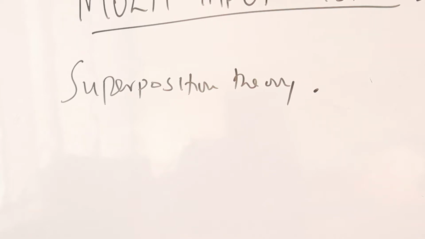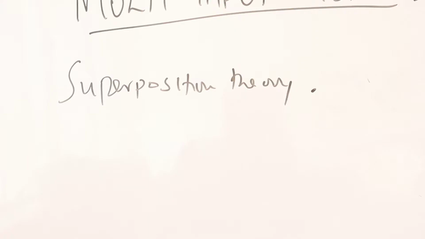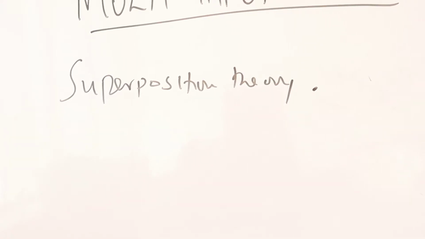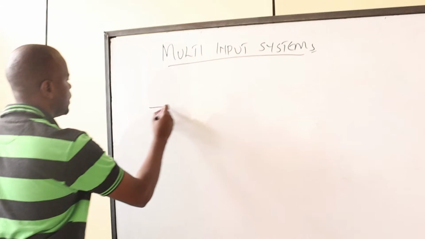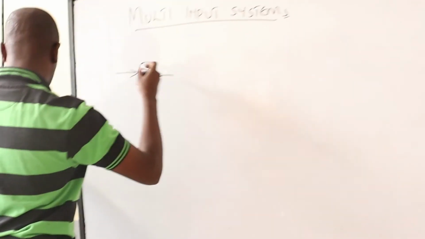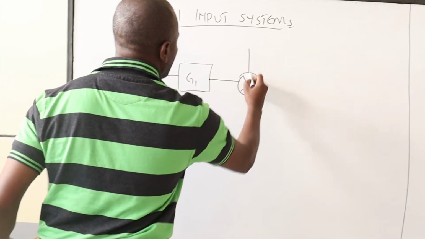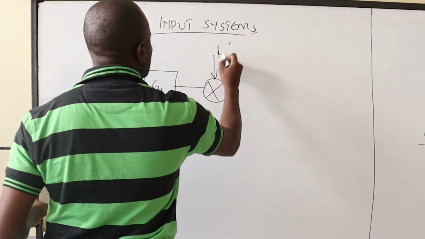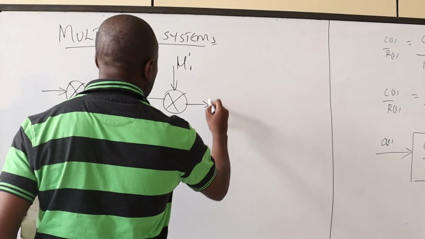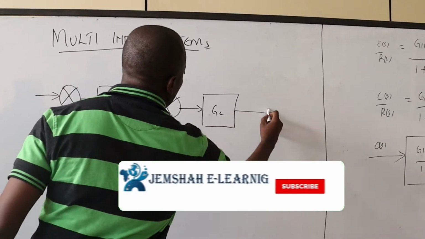In most cases, when you talk of multi-input systems, you will not be asked for the transfer function, but rather the overall output of the system. So, for example, let's look at a system where we have G1, then another input, mu, which is the disturbance, then we have G2.